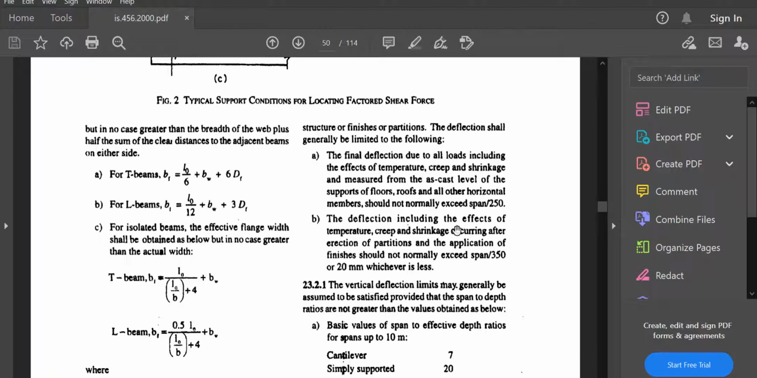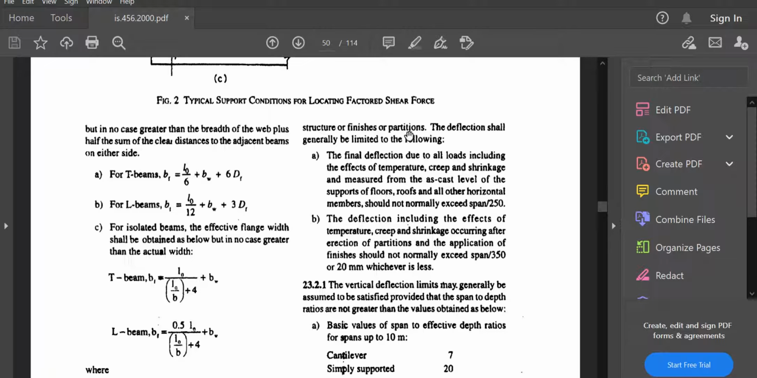Now the second one: the deflection including the effect of temperature, creep and shrinkage occurring after the erection of partitions and the application of finishes should not normally exceed span by 350 or 20 mm, whichever is less. So this A represents the final deflection at the as-cast level, and B represents after the application of all the partitions, like after placing the wall, the temporary partitions, etc., as well as after the application of all the finishes like floor finish, and after the application of live load, etc. It should not exceed span by 350 or 20 mm, whichever is lesser. So the first case is at the casting level, and the second case is after the building starts functioning.